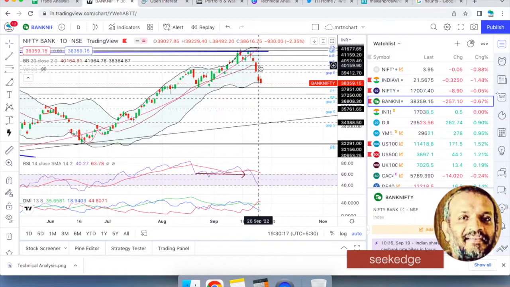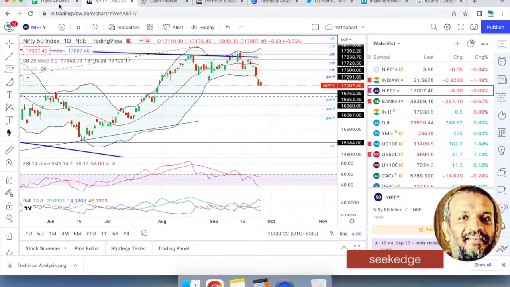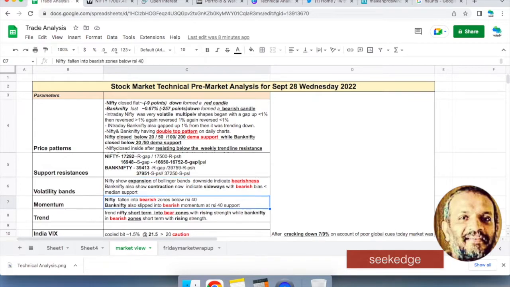Downside bearish bias is there, of course, because the 20 DMA is gone. But Nifty is clearly showing downside expansion, and bearishness is what the bands indicate. Momentum indicates bearishness. Trend is also going negative. Price patterns are obviously negative.